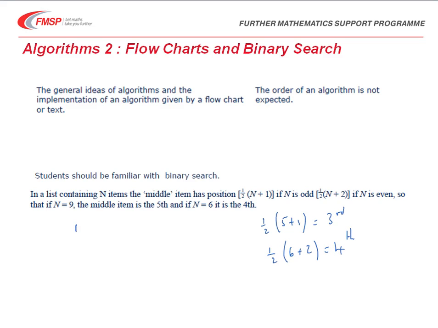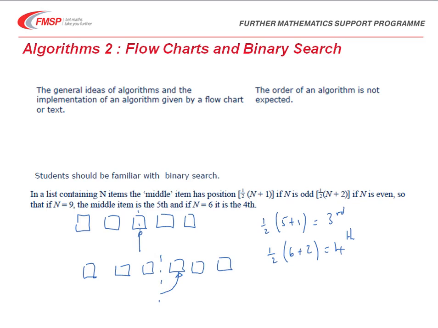Another way of doing the same thing is to literally look at the list and say, well, where is the middle of a list? So for 5 elements, the middle appears right on top of the third element, whereas for 6, the middle is between the third and the fourth element, so we actually use the one to the right, the fourth. So this is the difference between odd and even.